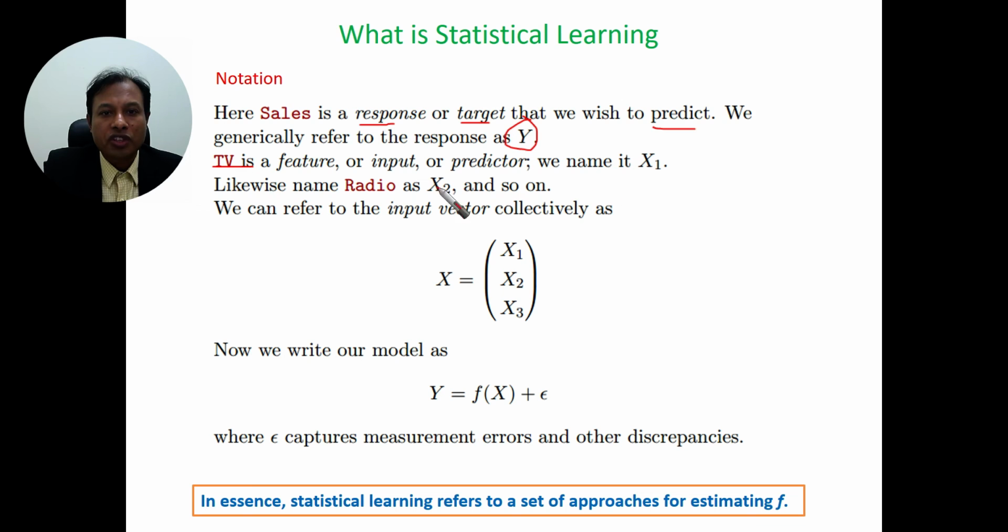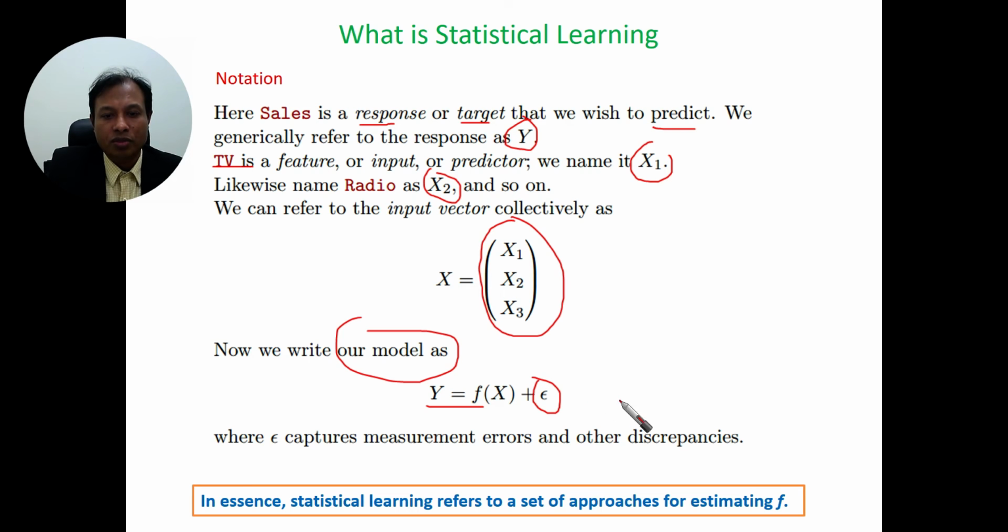Now the TV feature can be considered as X1, and likewise the radio input or predictor maybe X2, and similarly there's another, X3. So as we wrote, this might be captured with the notation that X is basically a column vector, X1, X2, and X3. So finally we can write our model like this: Y is basically a function of X, and there is some little error term. This may be measurement error or any kind of discrepancy that we might have.